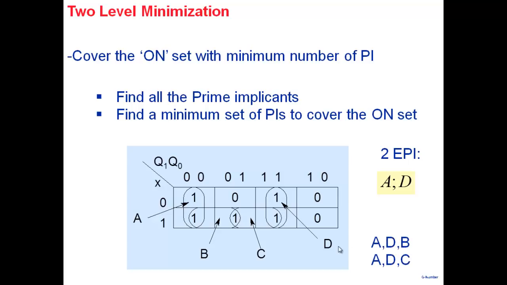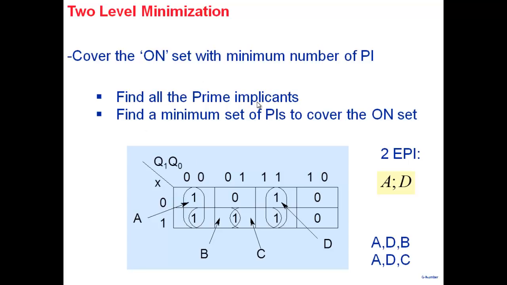So in my set, A and D I have to keep. I could use B to cover this one, or I could use C to cover this particular one. And both of them at this stage at least are equivalent because both of them are this. All right, so this is the process.